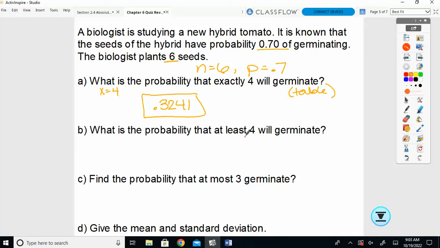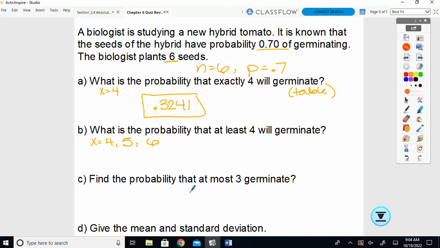All right. What is the probability that at least 4 will germinate? So at least 4 means 4 or more. We only have 6 total, so that means it could be 4 or 5 or 6. So what do we have to do? So go back to your table.